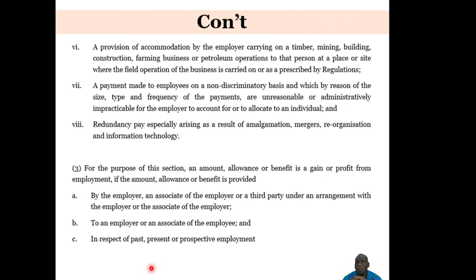Administratively, it is impracticable to assign it to a particular person, so it will not be taxed. Or you have a welfare bus that carries you to your workplaces, though you are getting a gain by way of travel and transport. Administratively, you cannot assign it to a particular person as to how much. Therefore, it will be exempt from tax.